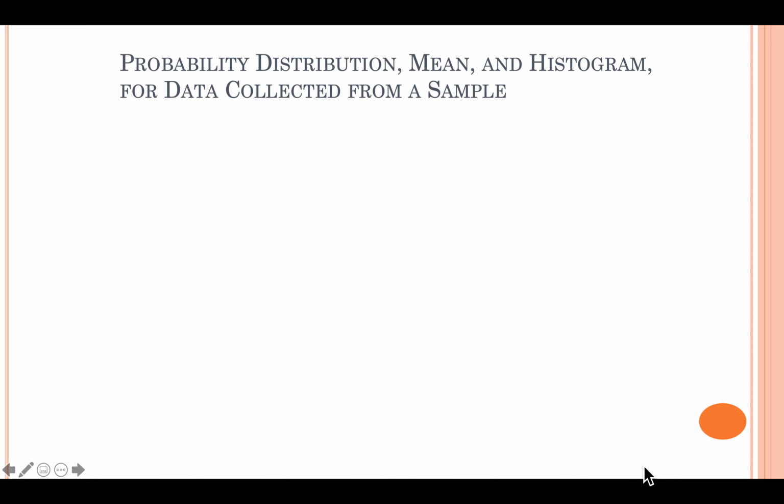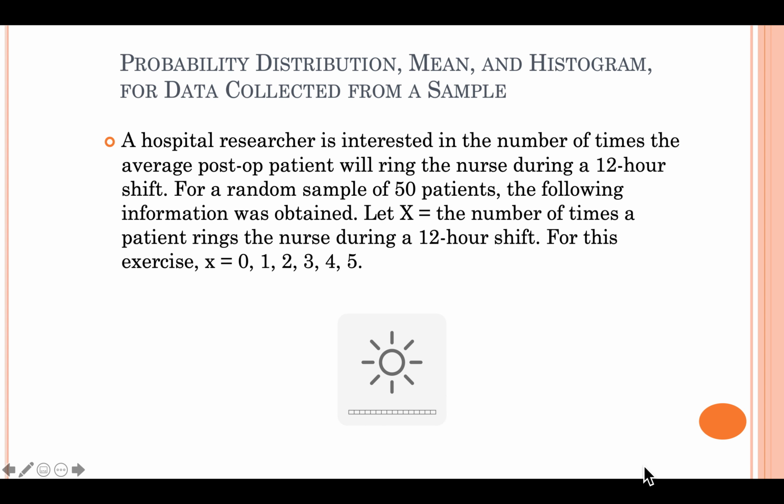We're going to do one last example similar to the problem that we just completed. So in this one, we are also given sample data. A hospital researcher is interested in the number of times the average post-op patient will ring the nurse during a 12-hour shift. For a random sample of 50 patients, the following information was obtained. X represents the number of times a patient rings the nurse during a 12-hour shift. And so X, that should be a capital X, is 0 through 5.